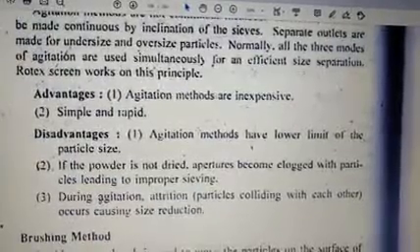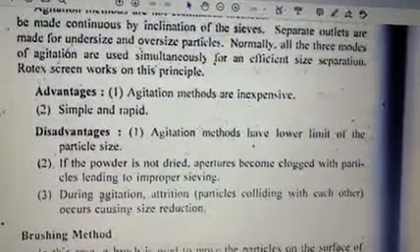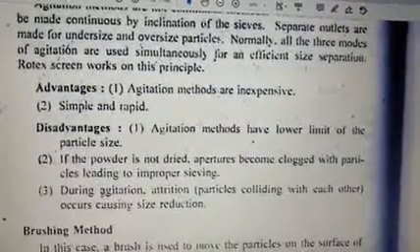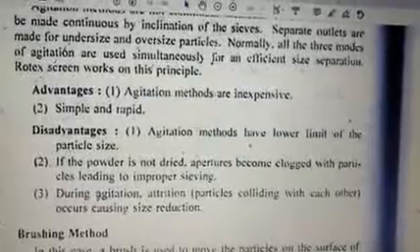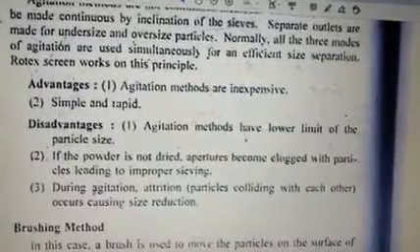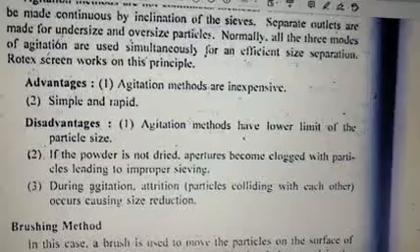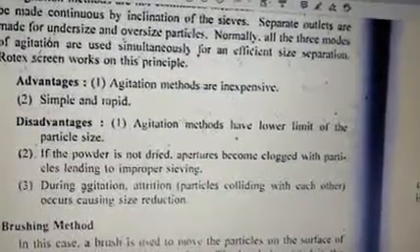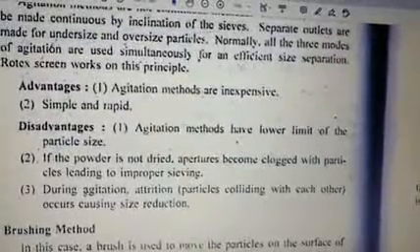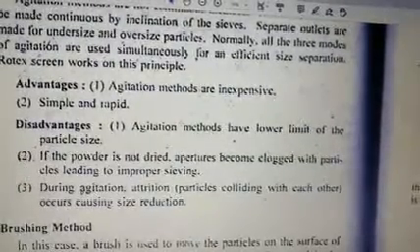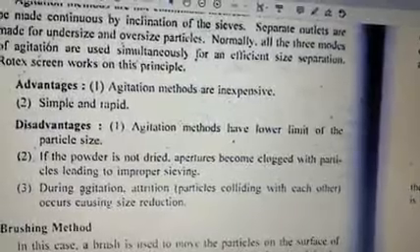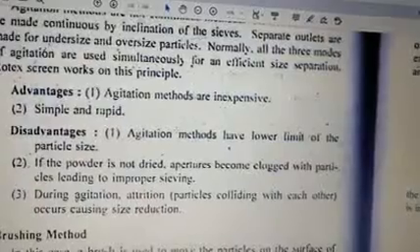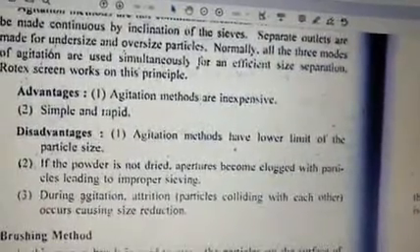Okay, so the advantages of agitation methods are that they are inexpensive, simple and rapid. What are the disadvantages? They have a lower limit of particle size. If the powder is not dried properly, your mesh apertures will get clogged. And during agitation, attrition, that is particles colliding with each other, will take place, which will lead to more size reduction. So that is not our objective. We don't have to reduce the particle size, we have to get particle size separation.